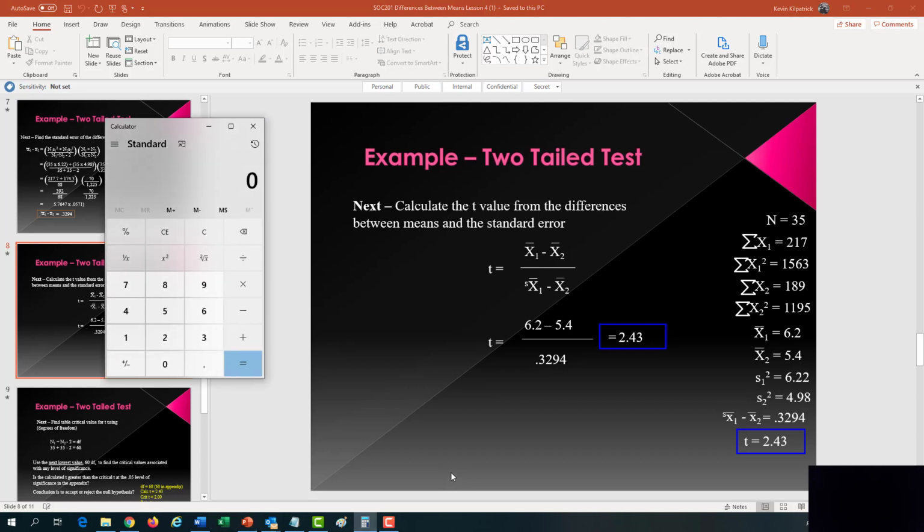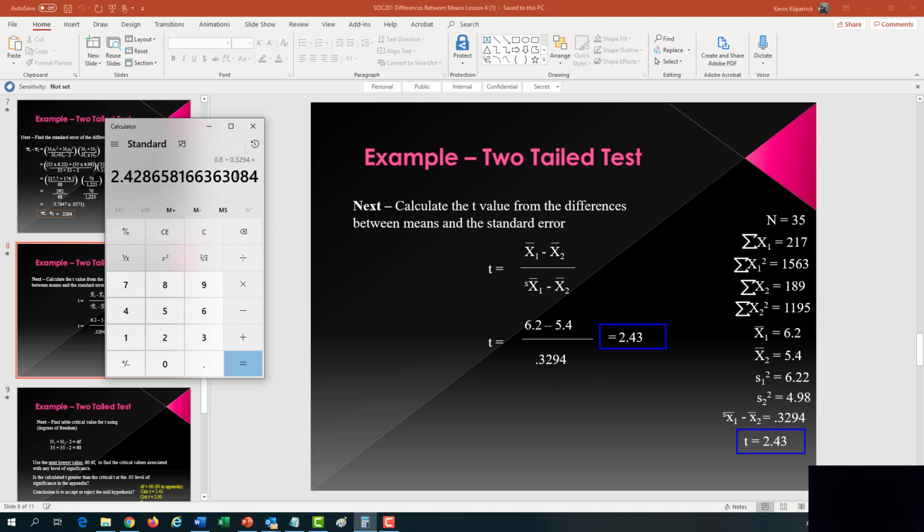So let's do that. 6.2 minus 5.4 equals 0.8. That's what I get here. Now, if I divide 0.8 by 0.3294, then I'm going to get, oh my God, this gigantic number.